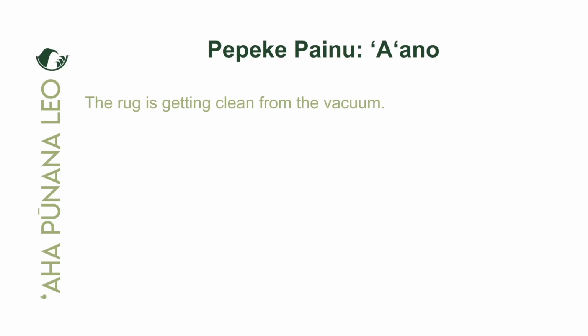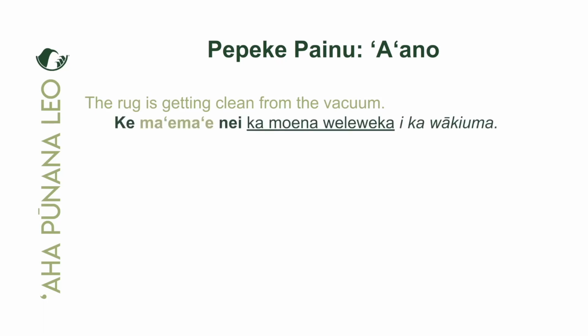Let's take a look at the Hawaiian. Maʻemaʻe is the action word for clean. Then we wrap that around with ke nei. And then the piko of the sentence is ka moena welewela, the rug. And the reason why it's becoming maʻemaʻe is because of, due to, or from the vacuum. So in Hawaiian we say, ke maʻemaʻe nei ka moena welewela i ka vacuum. Maikaʻi, maikaʻi loa. If you got this in the pahu kolekole, maikaʻi loa.